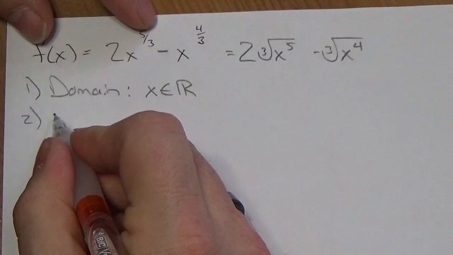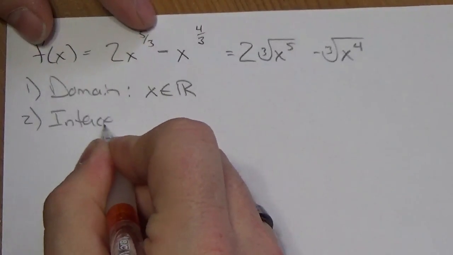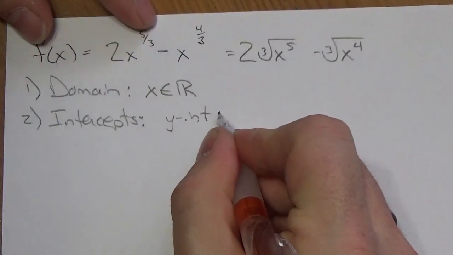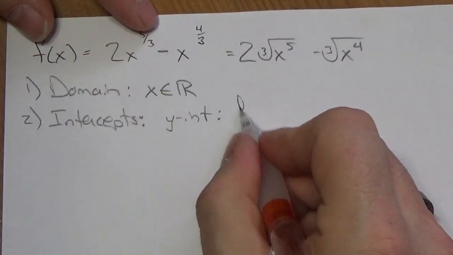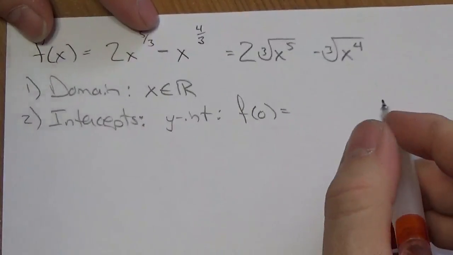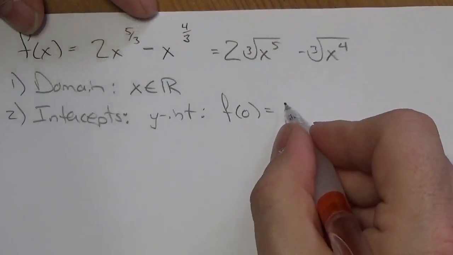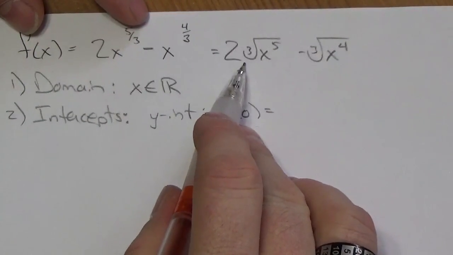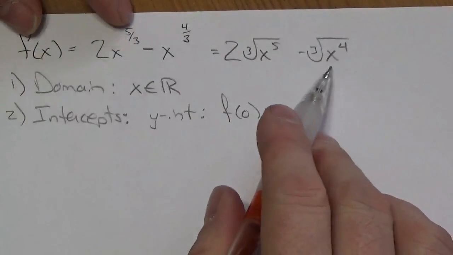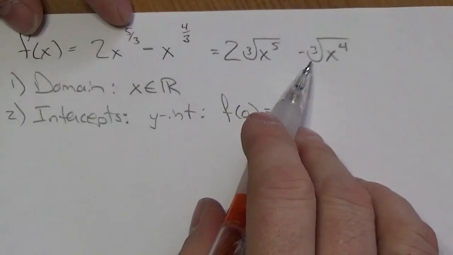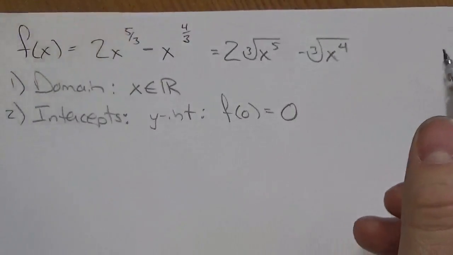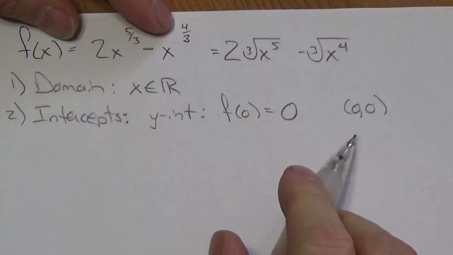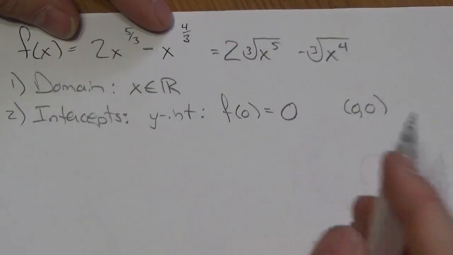Next, let's take a look at the intercepts. First, the y-intercept, and I do that because I'm lazy: all I have to do is set x equal to 0. When I do that, the cube root of 0 to the 5th is 0, multiplied by 2 is 0, 0 to the 4th is 0, the cube root of 0 is 0, and 0 minus 0 is 0. This is awesome. So I know right away that this goes through the origin. So I've got the y-intercept at the origin.